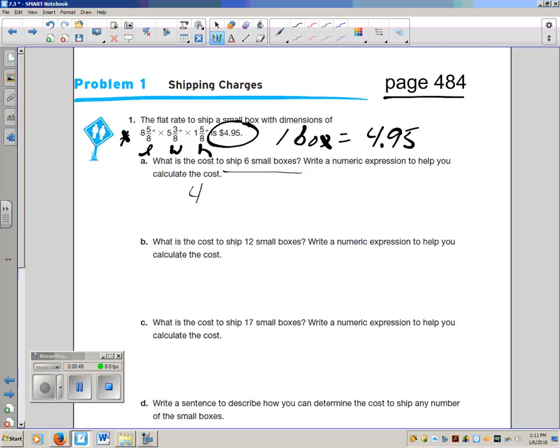So if one box costs $4.95, we would just multiply that by 6. Put 6 in front of the parentheses. This is the way we're going to start writing it. Instead of writing 6 times 4.95, which is correct, I want you to write it this way, which is still a multiplication problem.